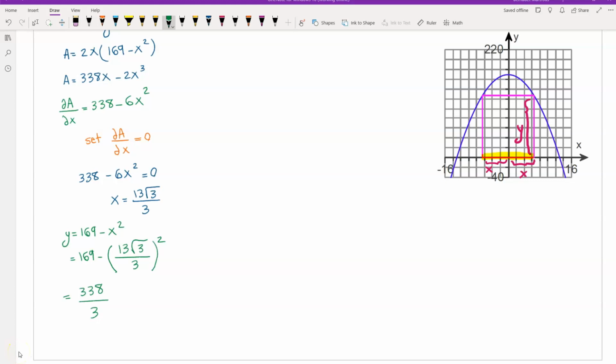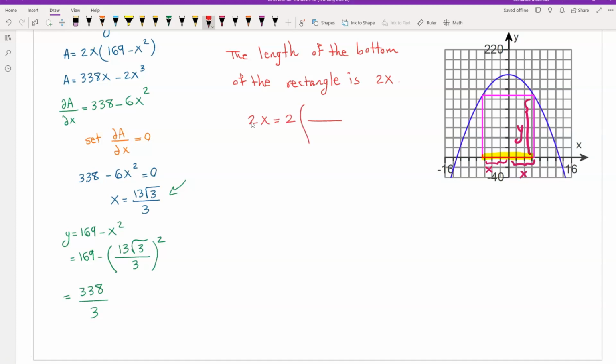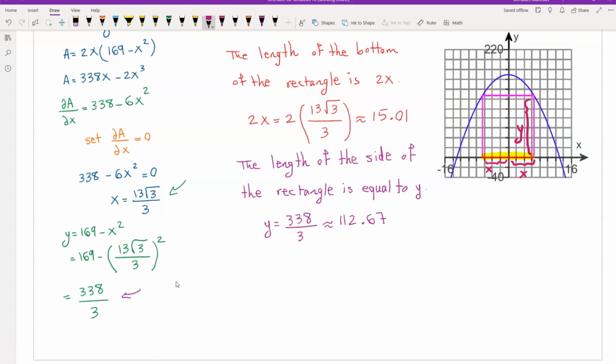And now finding what we had for base, that is 2 times x. We have the answer for x, so we only need to multiply by 2. So here we have 2x, 2 times 13 square root of 3 divided by 3. I'm rounding to 2 decimal places, and that is 15.01. So the value we had for y was 338 divided by 3. I did the same thing and rounded to 2 decimal places. So what we have for y is 112.67.